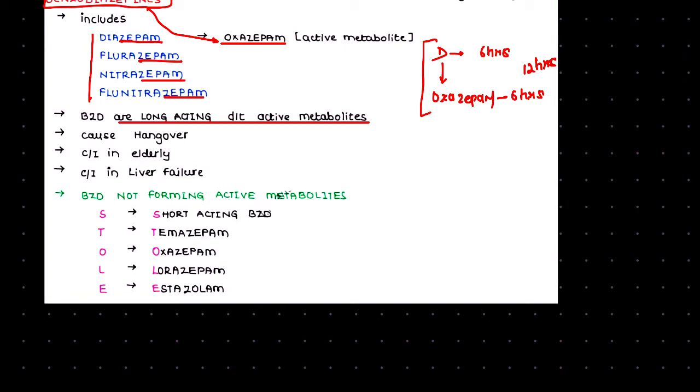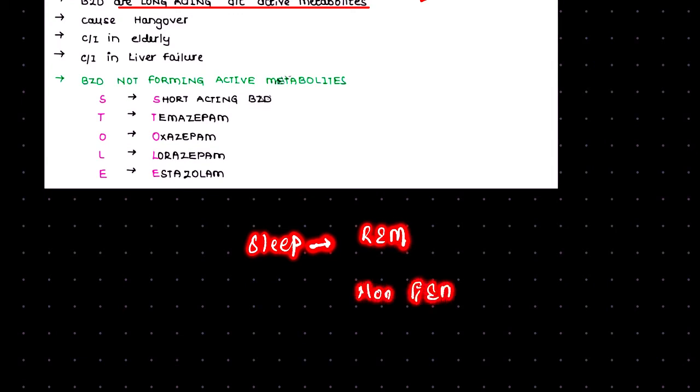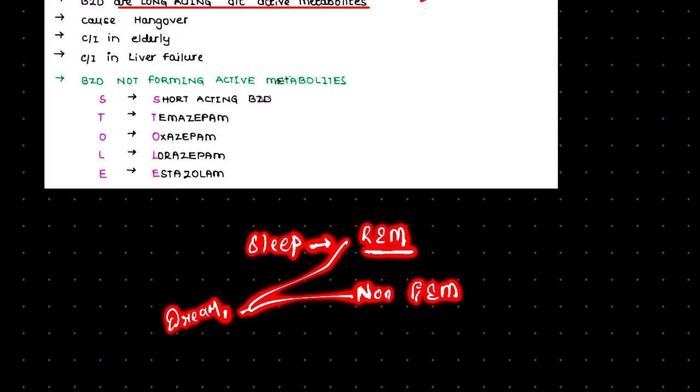Now I would like to add another point. Let's talk about something about sleep. There are 2 phases of sleep. One is REM, rapid eye movement sleep, and the other is non-REM. Out of these 2, in which do we get dreams? In both conditions we dream, but the dream that we saw will be remembered only in the REM phase.